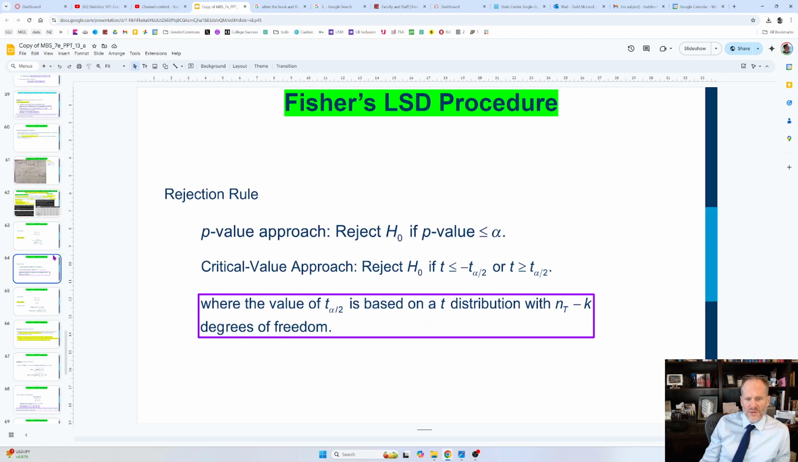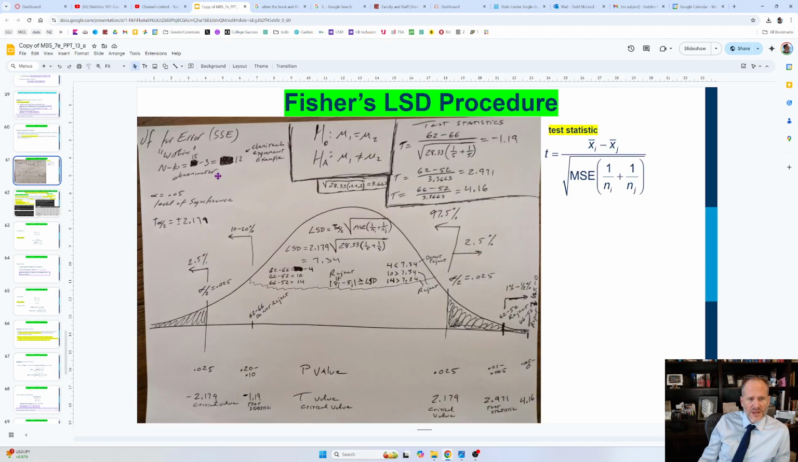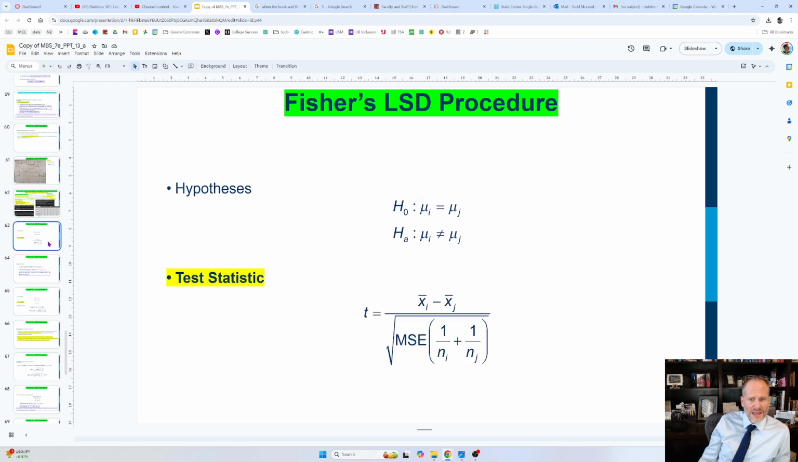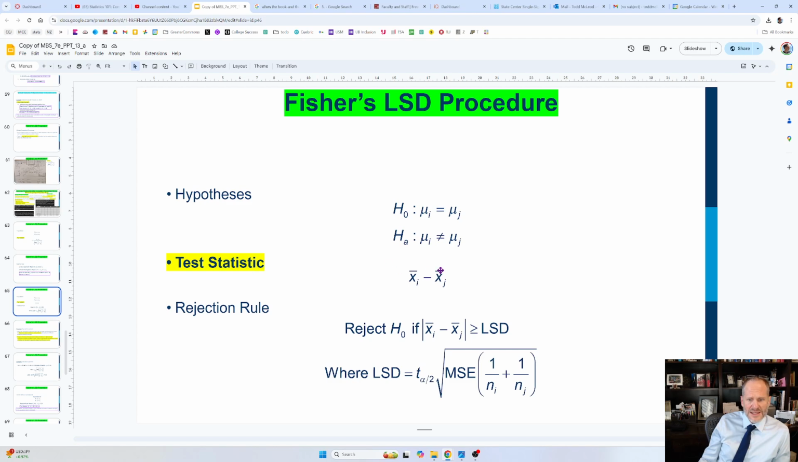And then they provide us a rejection rule. And here it says where the value of t alpha over 2 is based on the t distribution with nt minus k degrees of freedom. And so it's your total number in your sample minus how many treatments there were in the sample, and that's what we did for our degrees of freedom right here, right? And then you come down here and Fisher's LSD procedure, we see the hypothesis again. They just showed this to us, but now they tell us the test statistic is this. And here's another rejection rule. And here's where LSD is equal to that.